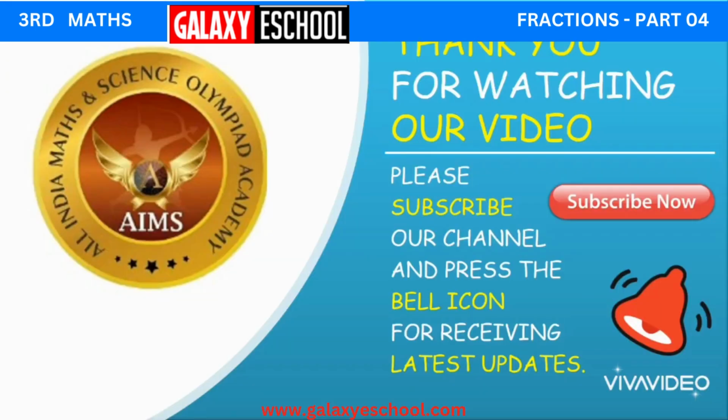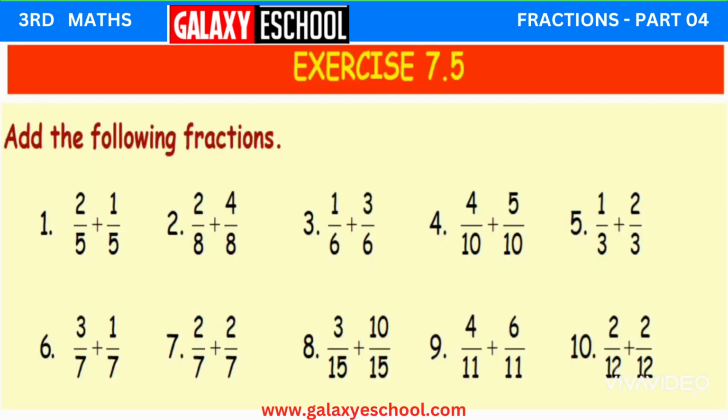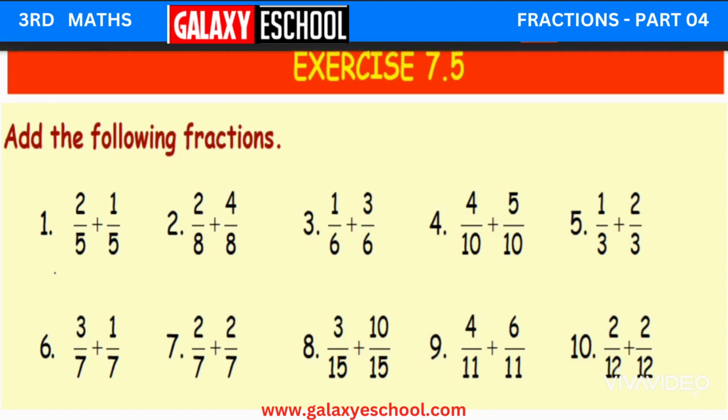Now let us solve an exercise, children. Add the following fractions. First one is 2 by 5 plus 1 by 5. First we need to check whether these are like fractions or not. If these are not like fractions, we cannot simply add them, children.